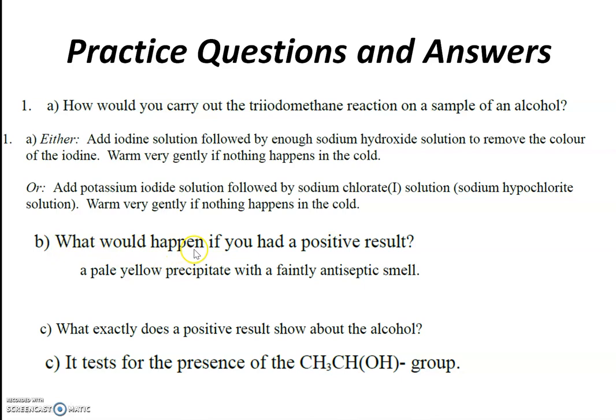What would happen if you had a positive result? How will you identify that the test is positive? Number 1, a pale yellow precipitate, and you can smell a faintly antiseptic smell. What exactly does a positive result show about the alcohol? As you know, those alcohols will give a positive result in which the methyl group is directly attached to the OH bearing carbon.